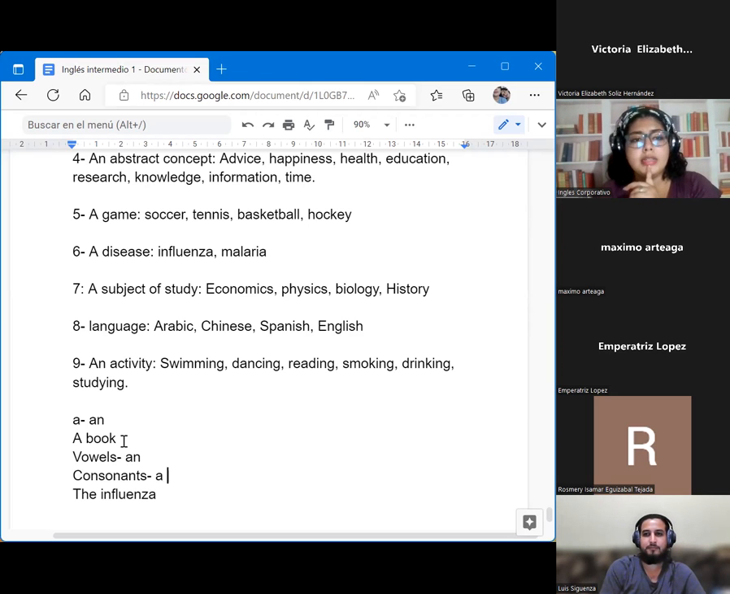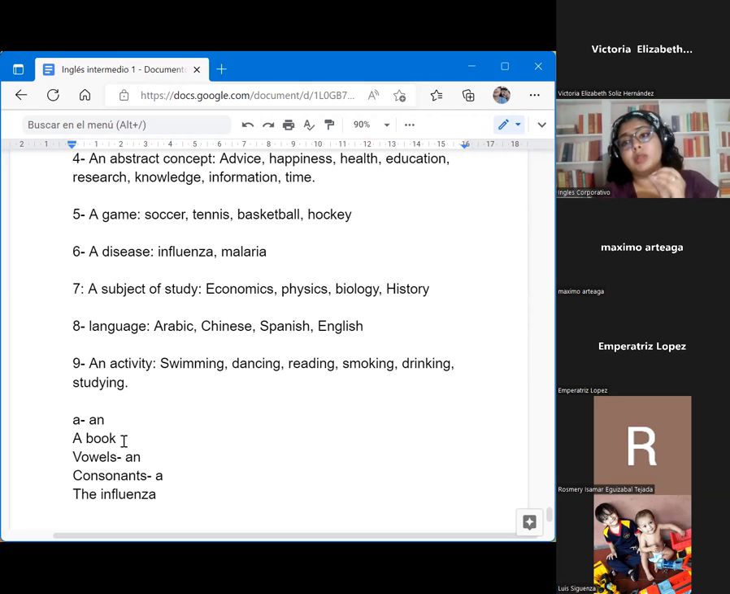Hay algunas palabras que inician con vocal, pero suenan como que llevaran una consonante. Si suena como consonante, le vamos a utilizar lo que es A. Si la consonante sonara como una vocal, que en muchos de los casos es cuando lleva la H, vamos a utilizar AN, porque suena como vocal. También tenemos que tener cuidado con los sonidos, no solo con la forma en la que se escribe, sino también con los sonidos que nos pueden llegar a confundir un poco a la hora de utilizar los artículos.